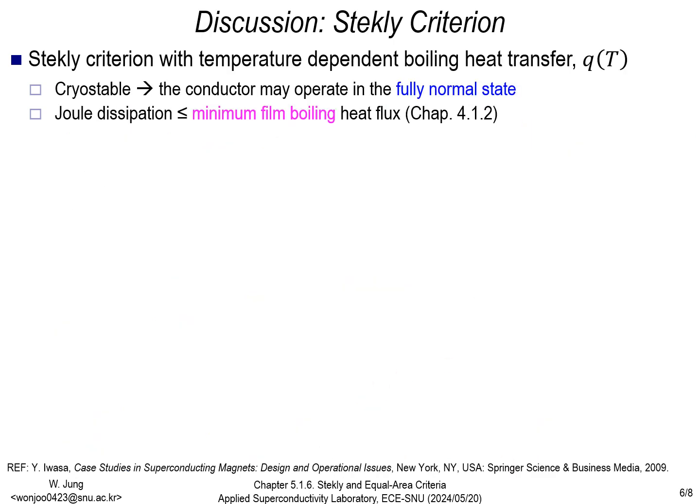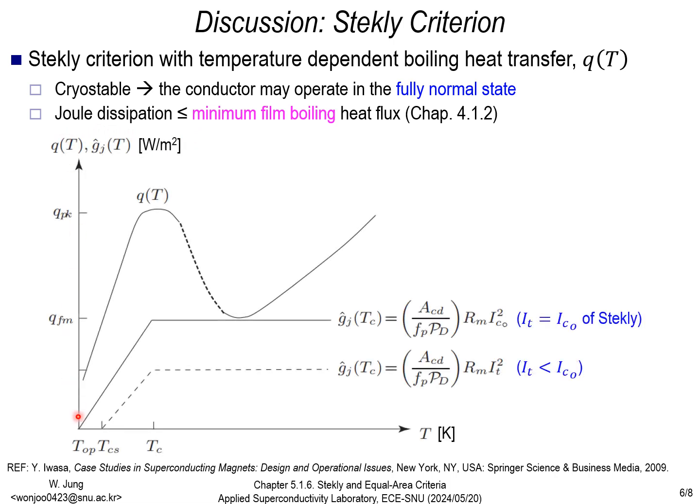In discussing the Stekly criterion further, it's important to note that joule dissipation must be less than or equal to the minimum film boiling heat flux. This relationship helps us determine the maximum allowable heat generation for stable operation. We can visualize this criterion with a temperature-dependent boiling heat transfer model.